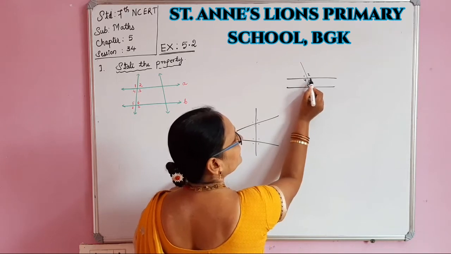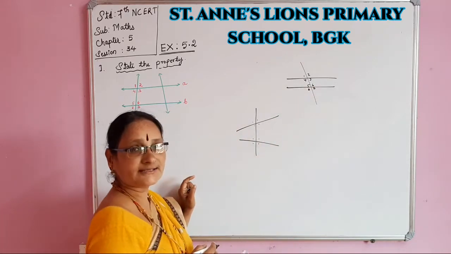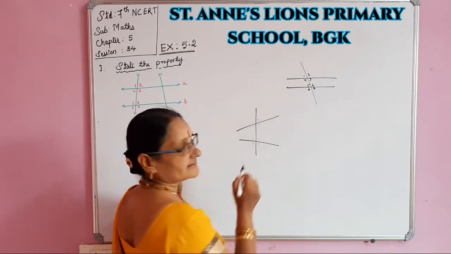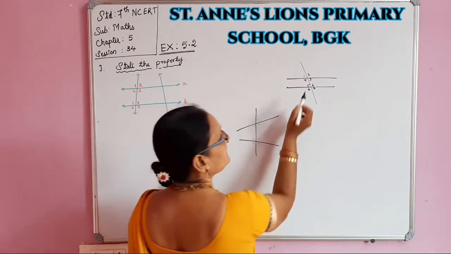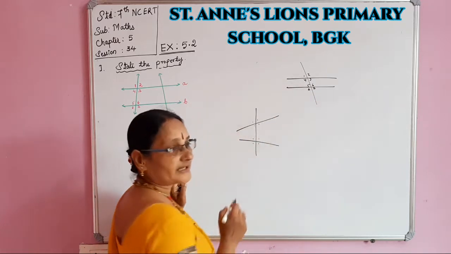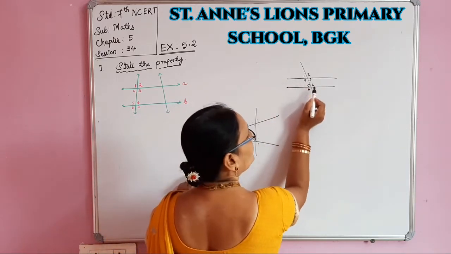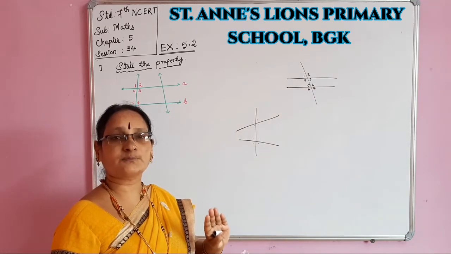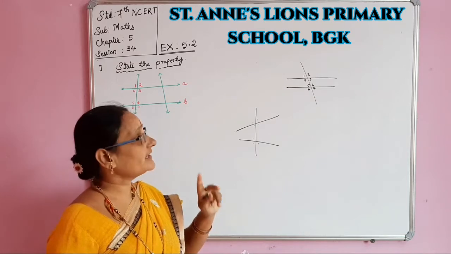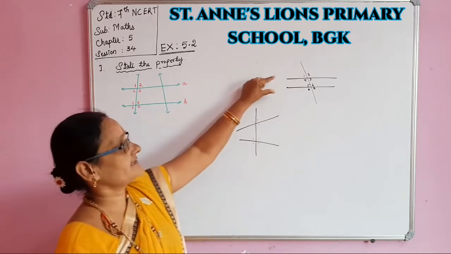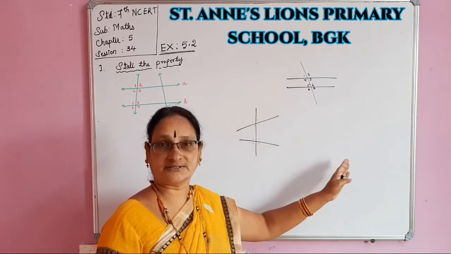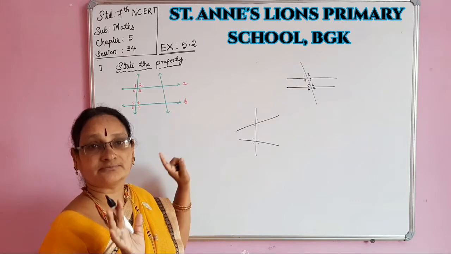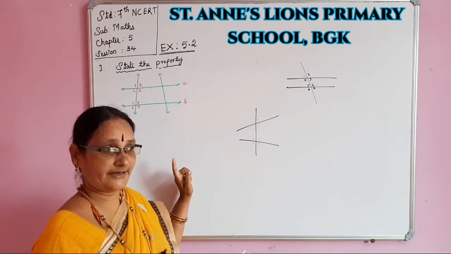Here see, angle 3 equals angle 7. They are called corresponding angles. Angle 4 equals angle 6, that also is a pair of corresponding angles. Angle 1 equals angle 5, corresponding angles. Angle 2 equals angle 6, corresponding angles. Like this, 4 pairs of corresponding angles will be there. They are equal to each other when the given lines are parallel and there is a transversal. If they are not parallel, they are not equal, the angles are just formed. Please keep it in mind.